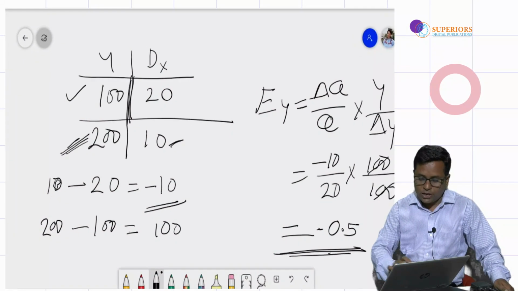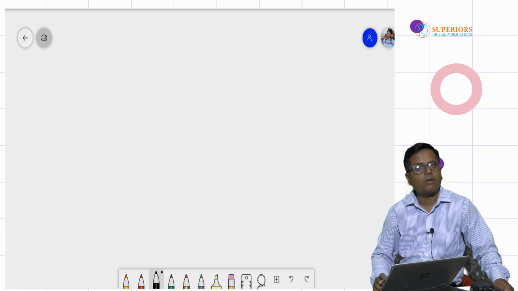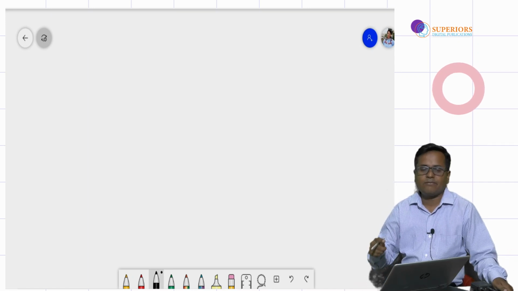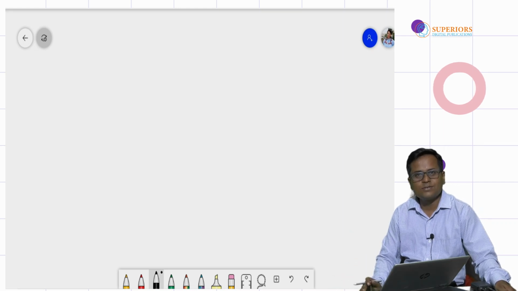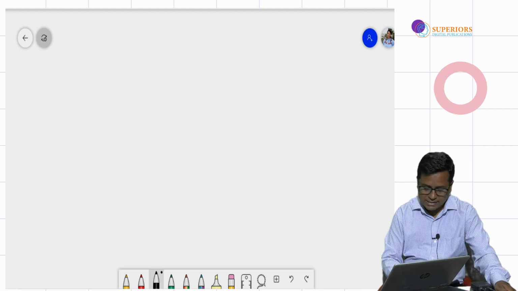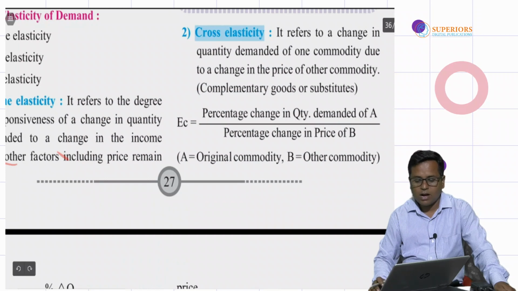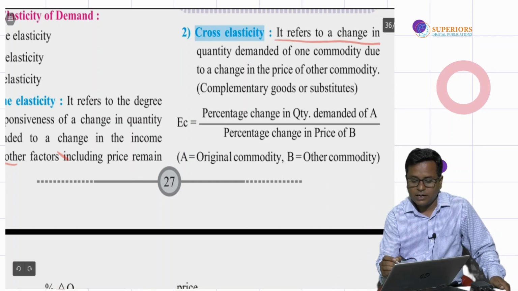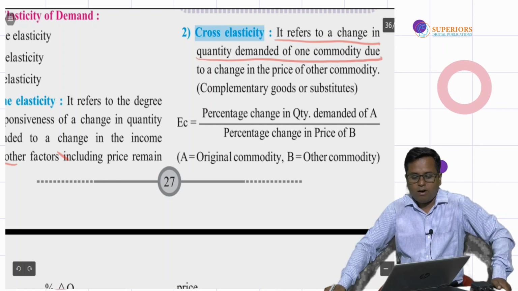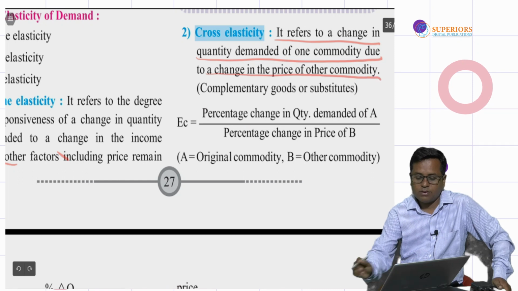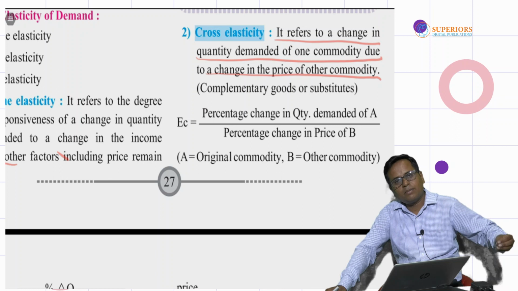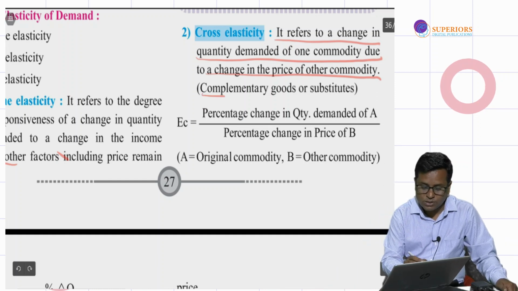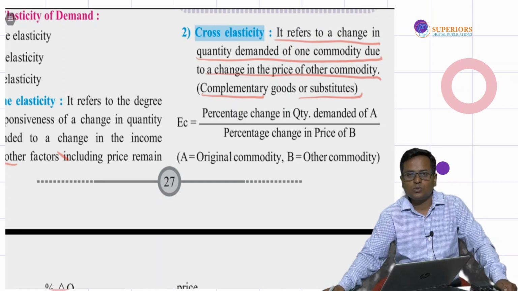Change in price of Mirinda affects the demand for Fanta. Change in price of fuel will affect the demand for car because these are complementary goods. Okay. So in case of cross elasticity of demand, we are taking into account the price of one commodity and demand of another commodity. What is meant by cross elasticity of demand? It refers to a change in quantity demanded of one commodity due to a change in the price of another commodity. Maybe these goods are complementary to each other, maybe they are substitutes to each other.